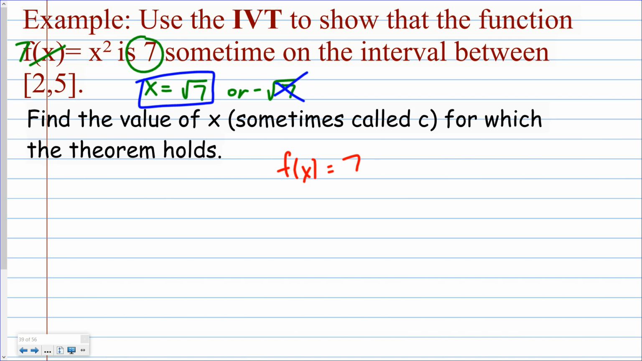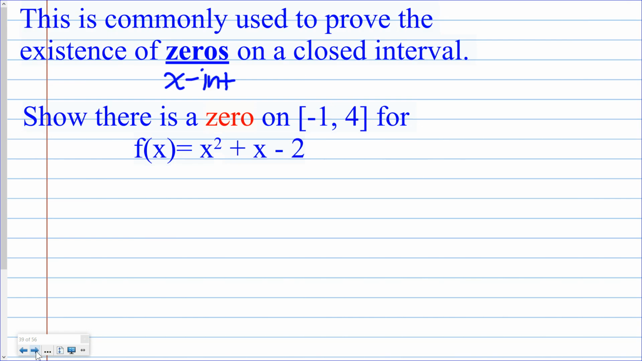Okay? And then they can throw in another twist and they could say, okay, well, use IVT not to find y equals 7, but to see if there is a 0. Guys, if there's a 0, so let's say I have a function, and this is x squared plus x minus 2. Do you understand what zeros are? Zeros are when not y equals 7, but when y equals what? 0. So guys, just replace the 7 with y equals 0.